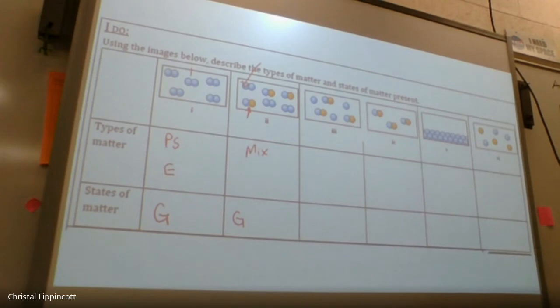Mixture or pure substance? Mixture. Okay. And a mixture of what? What is this guy right here? So that's an element, right? And this would be a compound. Okay, so mixture of elements and compounds. Solid, liquid, or gas? Gas, good. How do we know it's gas? Because these particles are not touching one another. All right. Yes, ma'am.